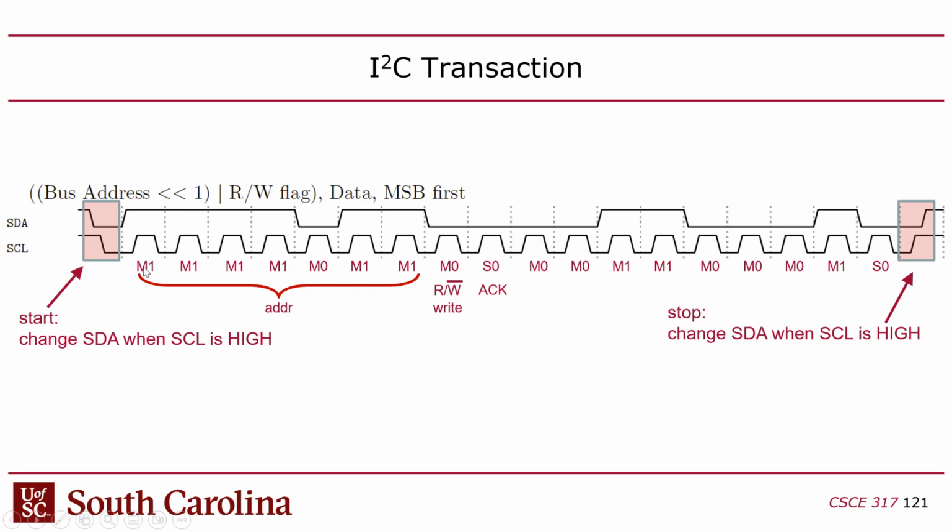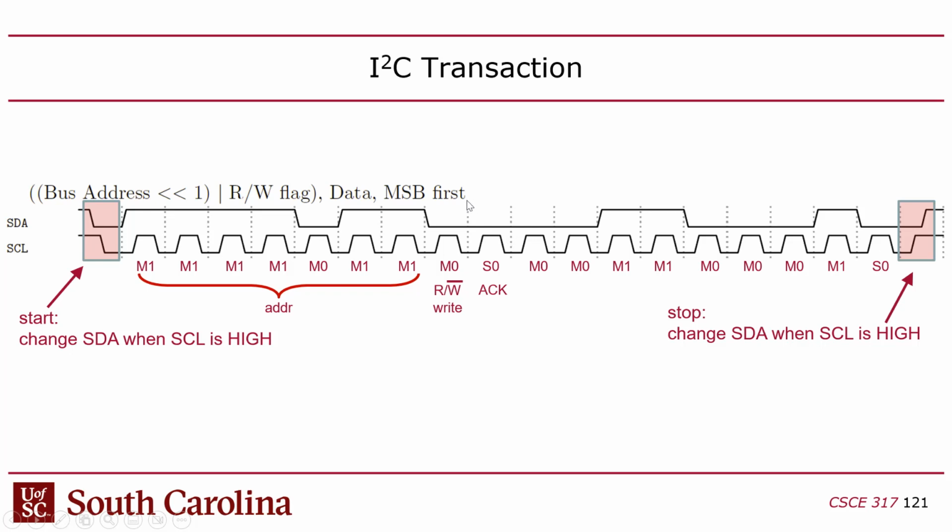So the address would be 11111011, and this would be a 0 for the read-write flag. That means that we're doing a write. And so if we're doing a write, first we'll get an acknowledgement from the slave. Now, because we're doing a write, the slave will take control of the data during the acknowledgement bit.